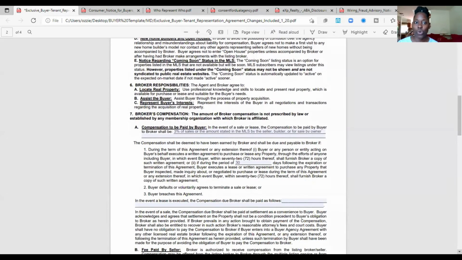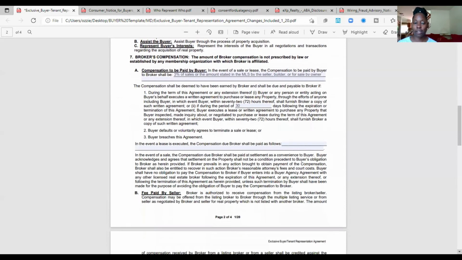Paragraph 6 talks about the broker responsibilities, what I am to do on behalf of the broker to represent you as my client. And paragraph 7 talks about compensation. This is the paragraph that everyone wants to talk about. Everyone wants to know up front.